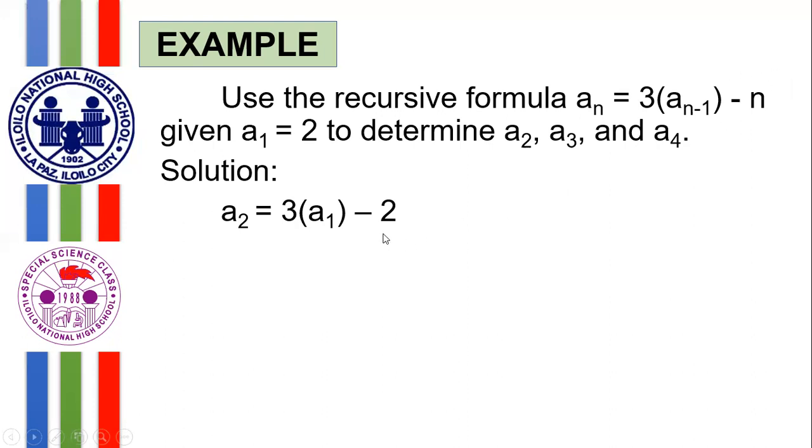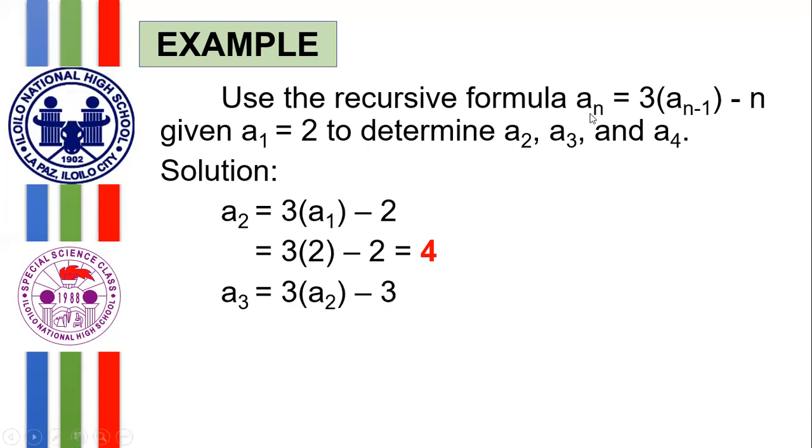So we have it here. A sub 2 is equal to thrice of a sub 1 minus 2. But what is a sub 1? It is 2. So by substitution, it's 3 times 2 minus 2, which is 6 minus 2, or 4. Hence, the second term is 4. How about the third term?